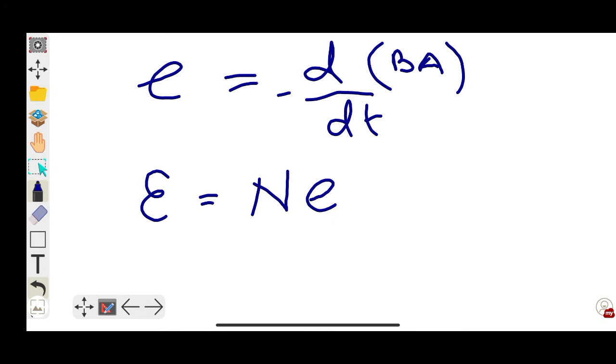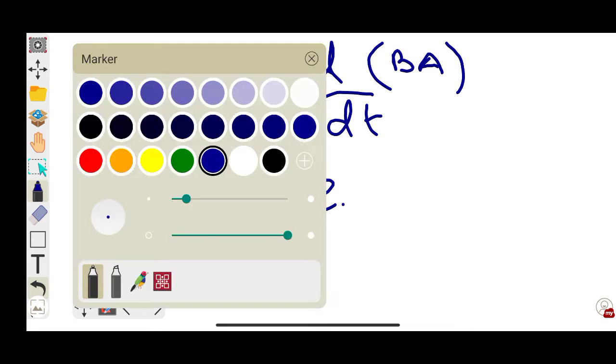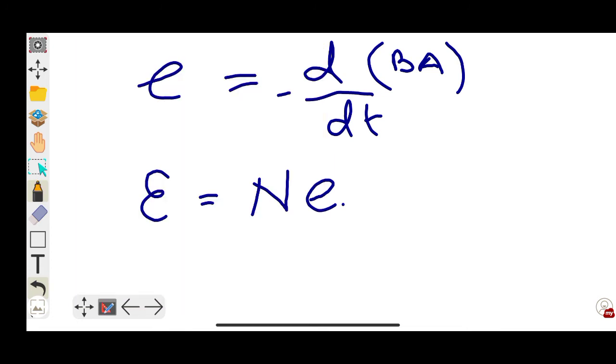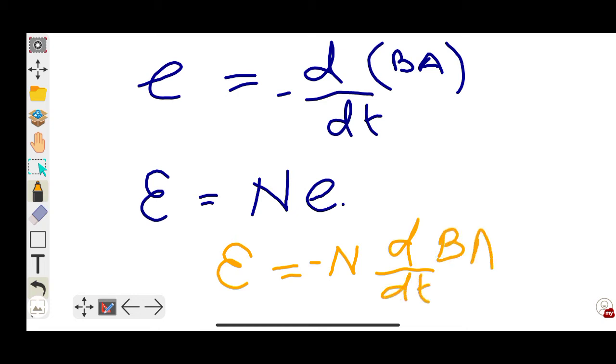N is the number of turns in the solenoid and E is the EMF set up in one turn of the solenoid. So what I am doing is substituting for this, and I'll write the expression E is equal to N into minus d by dt of B into A. This is the EMF induced.